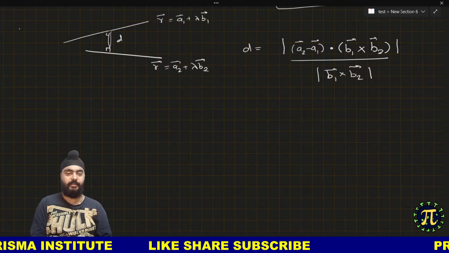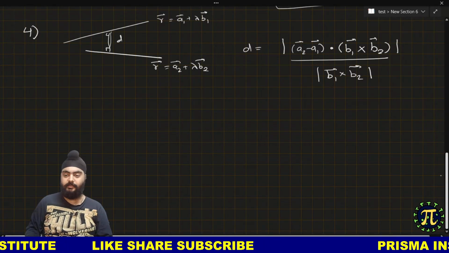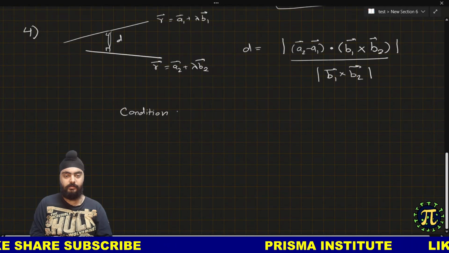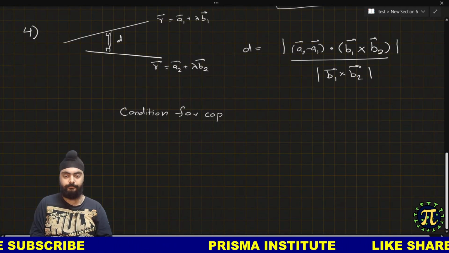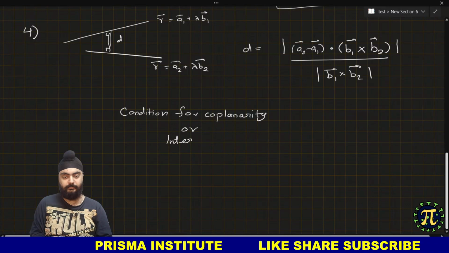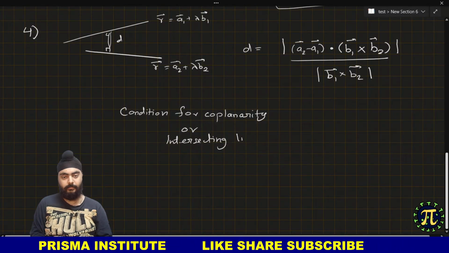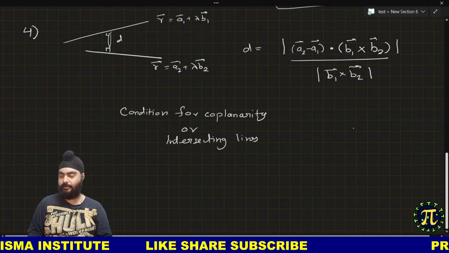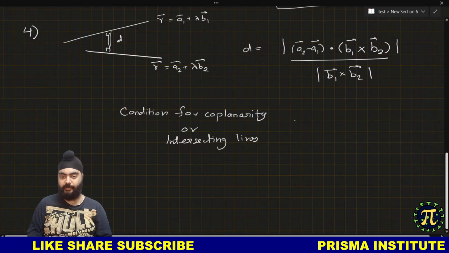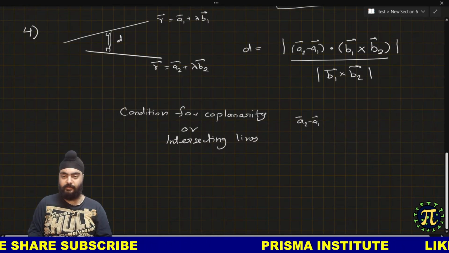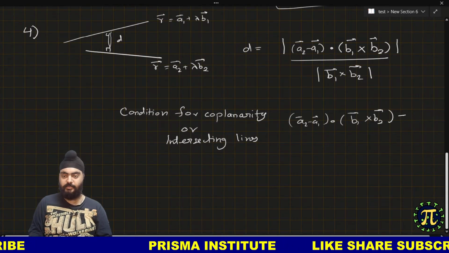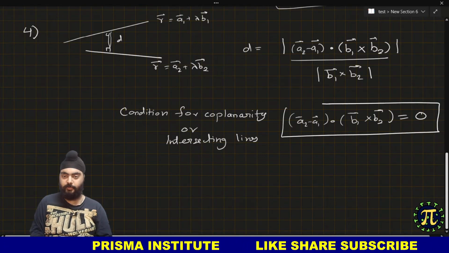And what did we get from this? The condition of coplanarity, or intersecting lines. Two lines which are not parallel are coplanar, or they intersect, if the distance between them is 0, and we find a2 minus a1 vector dot product with b1 cross b2 must be 0. So this is the condition for coplanarity of two lines.